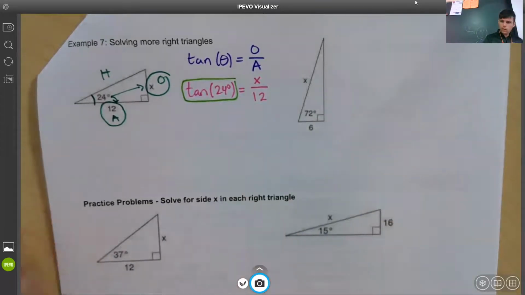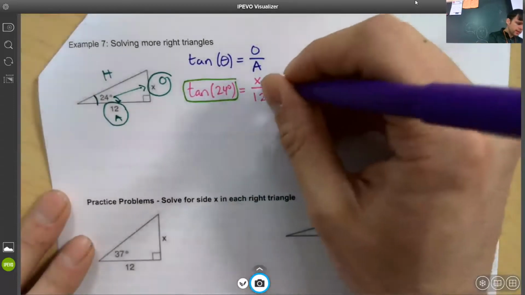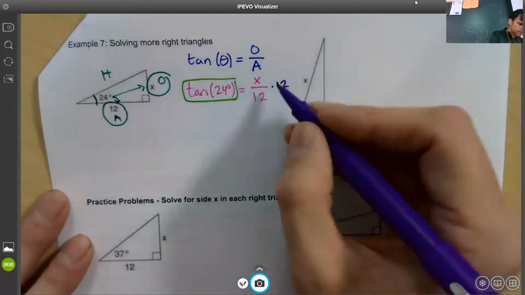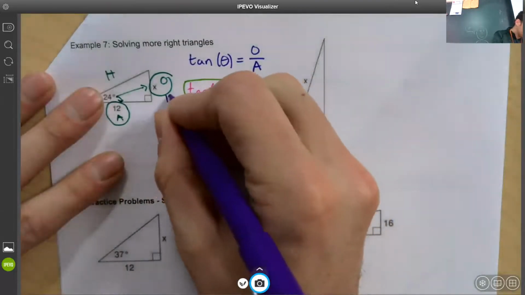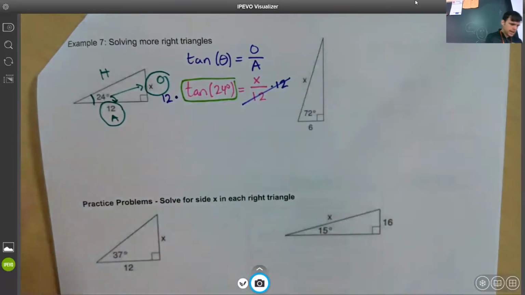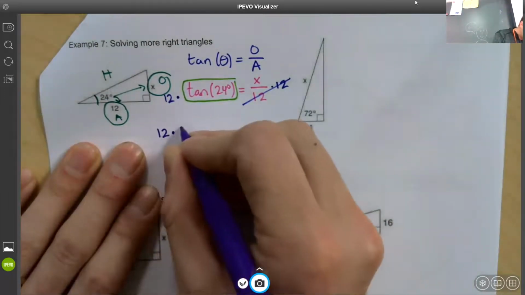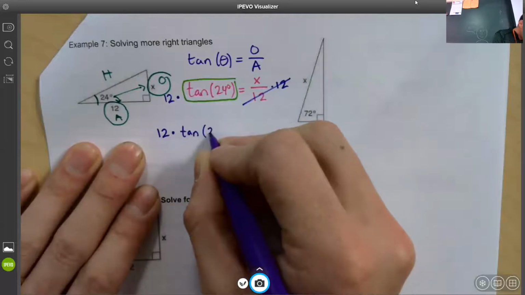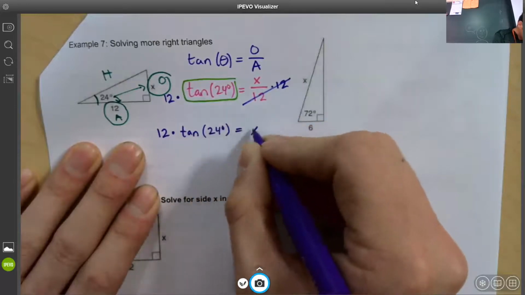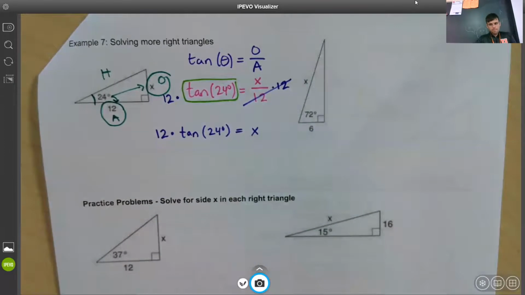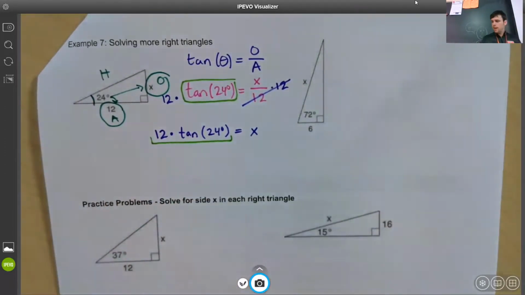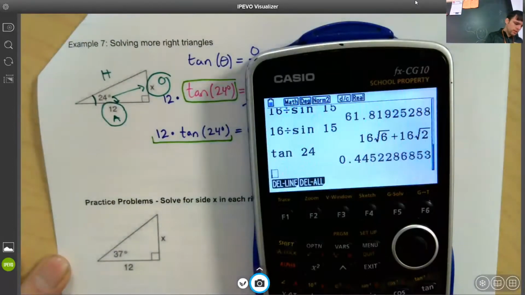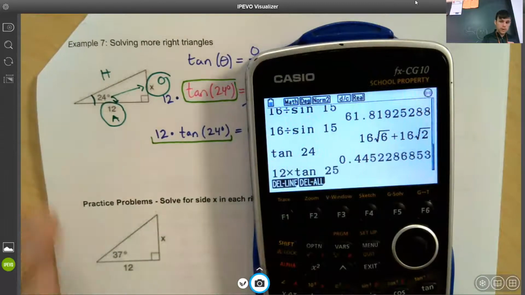So the way that I get rid of 12, the way I get rid of anything in the denominator like this, is I multiply by 12. It goes away. I have to do it on both sides, so I have to do it over here as well. And I end up with 12 times the tangent of 24 degrees is equal to x. I can calculate this. I can use my calculator. I can plug that in, and I can see what my answer is. 12 times tangent 24.